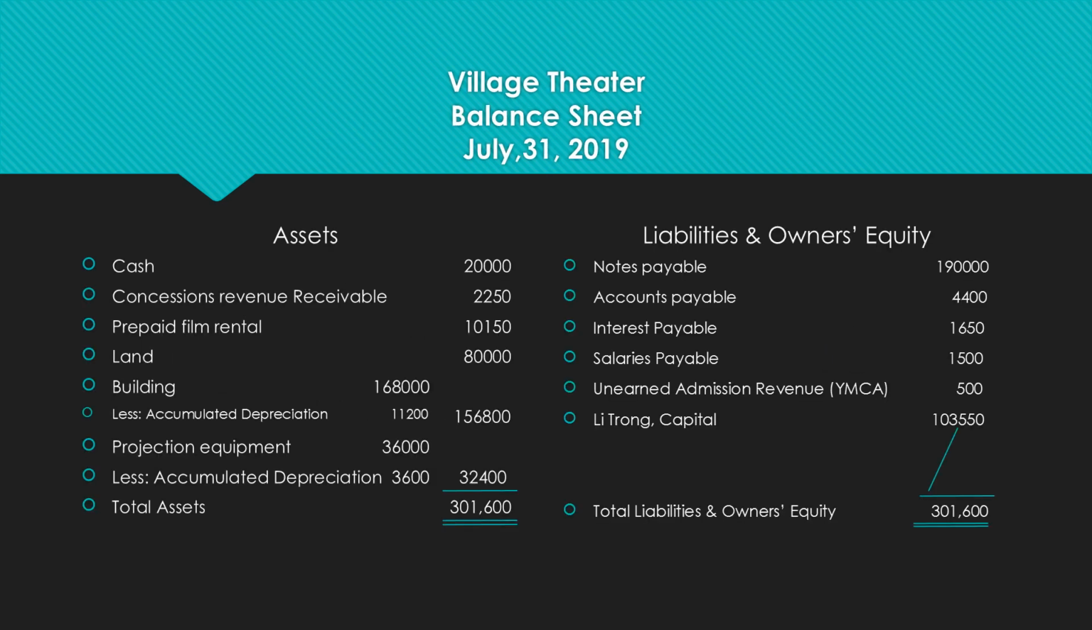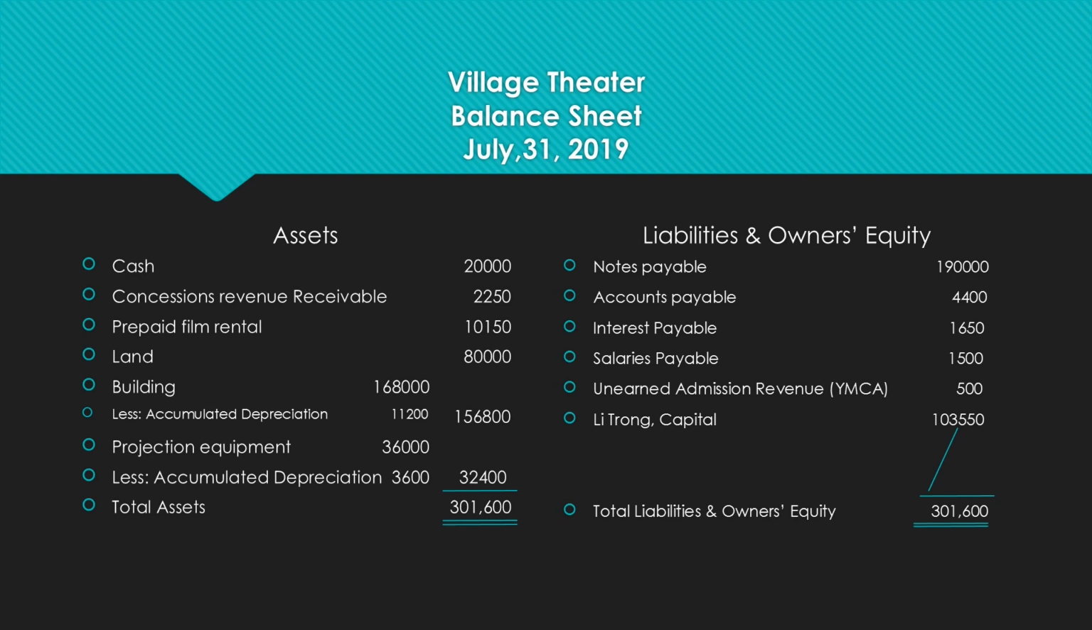So now this is the balance sheet of Village Theatre on July 31st, 2019. In the balance sheet we show assets on the debit side and liabilities and owner's equity on the credit side. We have taken assets as they are from the adjusted trial balance: cash 20,000, concessions revenue receivable 2,250, prepaid film rental 10,150, land 80,000. Now the original cost of the building was 168,000.